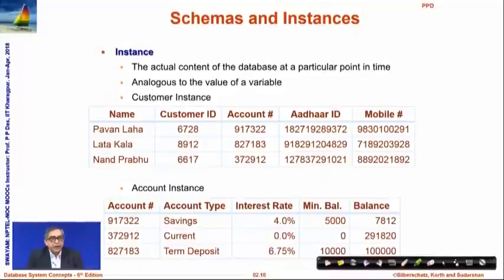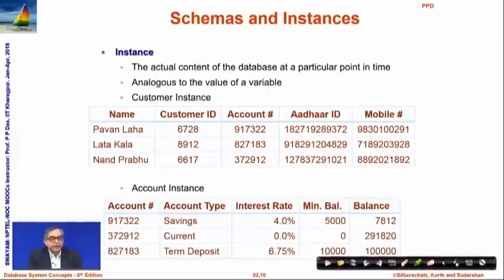Similarly, we have shown an accounts instance. You can see some kind of relationship between these instances. For example, the first account ID in the customer instance can be seen as the first entry, the first record in the account instance, and so on. So, we actually populate the schema with different records, and this is what keeps on changing.